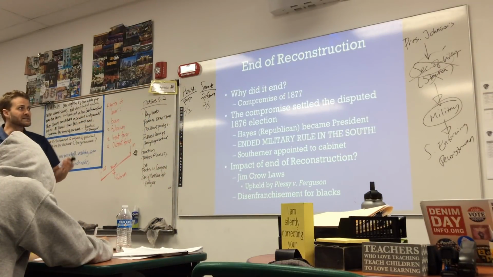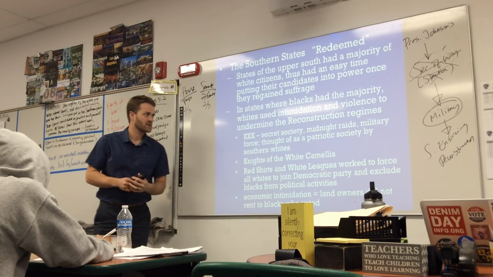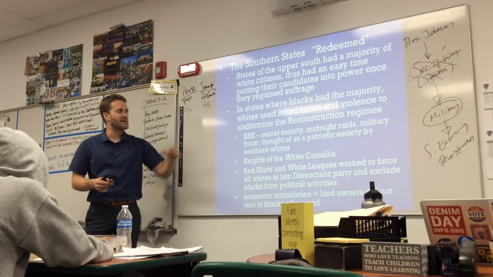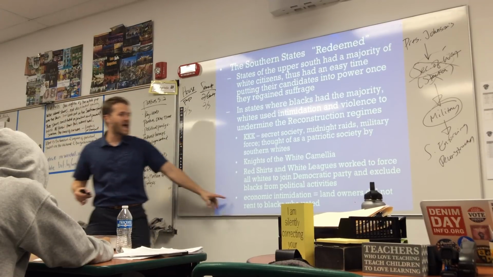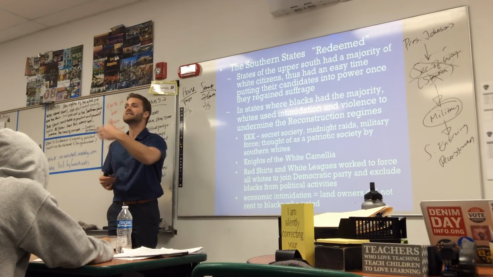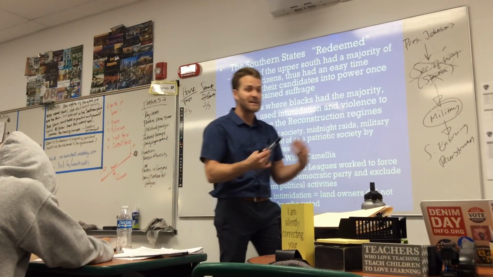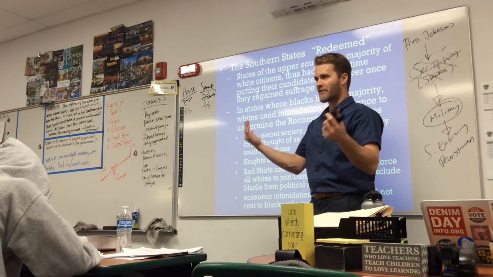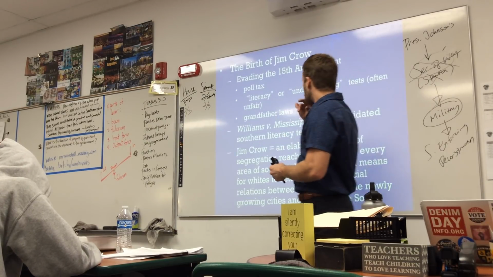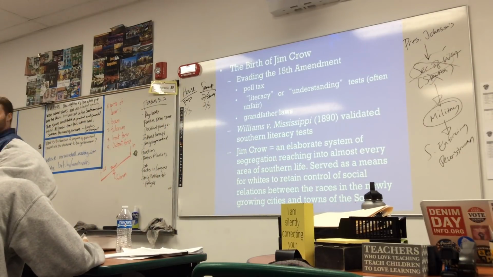Disenfranchisement. Now, in Southern society, they are, quote unquote, redeemed. They're able to intimidate black people from voting, use the KKK, use these leagues, use economic intimidation, not leasing land to black people who vote, not employing black people who vote, keeping black people from voting. And when you let just white people vote, you get a white government society. Which gives us the birth of Jim Crow. Which is the last thing I'll go over.